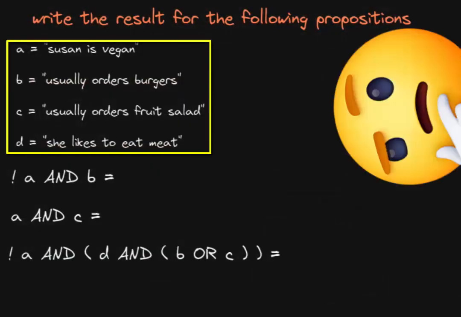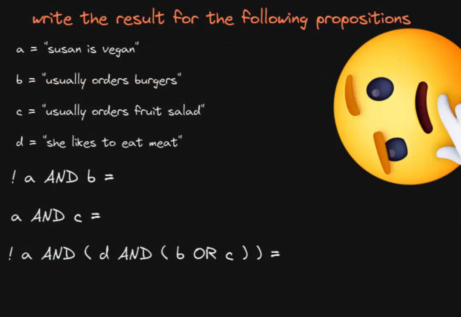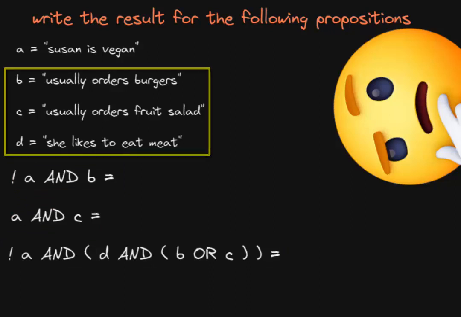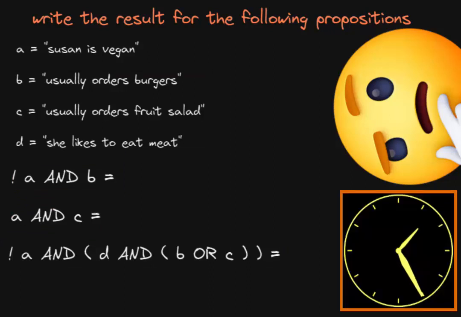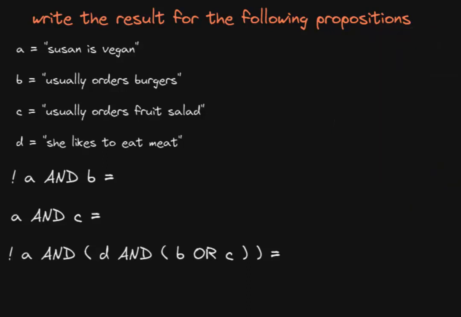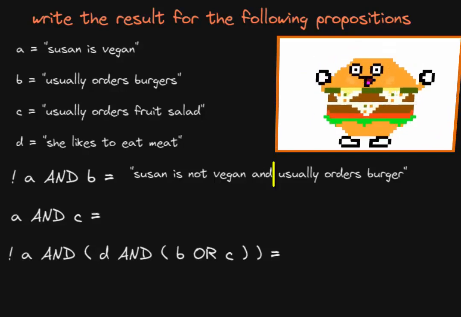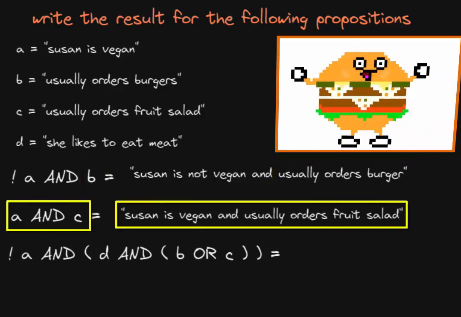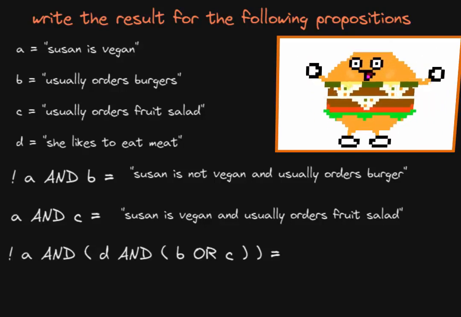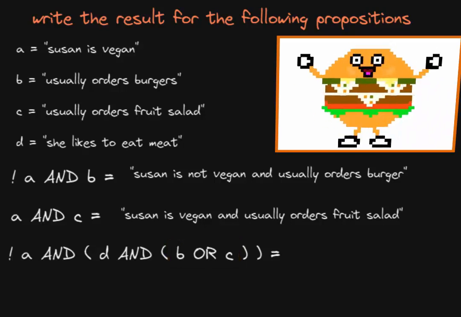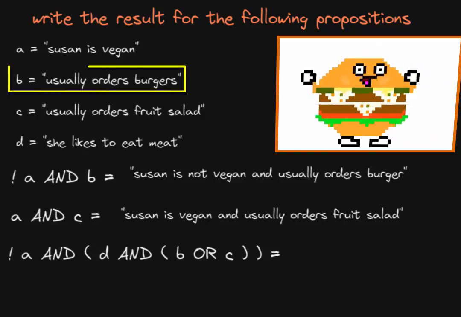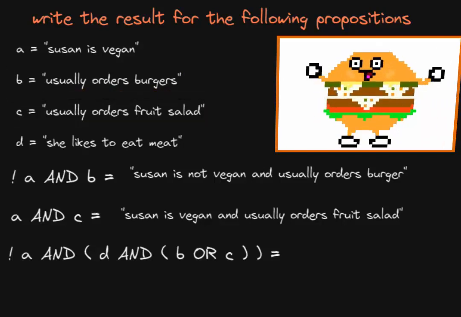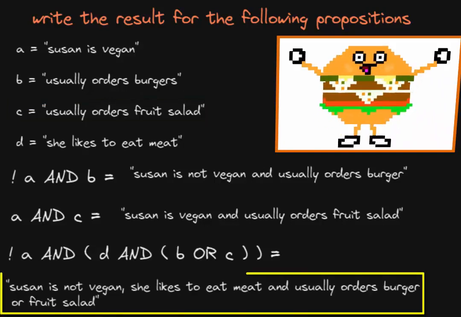Question 1. We have these 4 propositions and we must write a result for each of these operations in plain English. Obviously, in all these the subject is also Susan. If Susan is vegan, the negation is Susan is not vegan, and the B statement is still the same. A and C like this. For the last, solve the inner operations first. B or C is: she usually orders burger or fruit salad. Along with the other conjunctions, it will be like this.